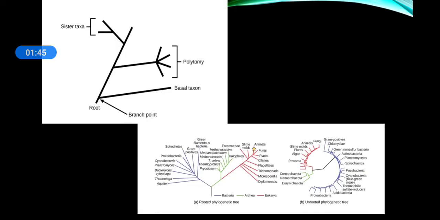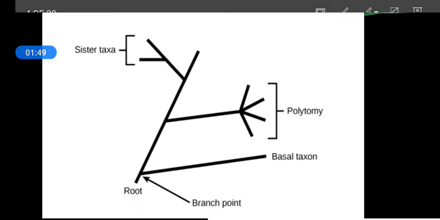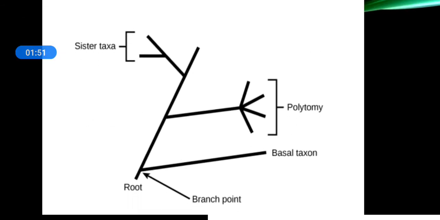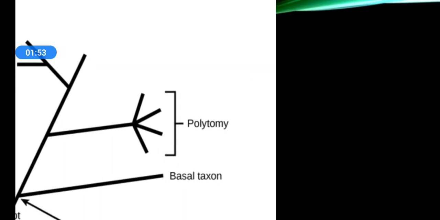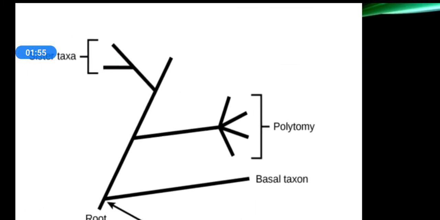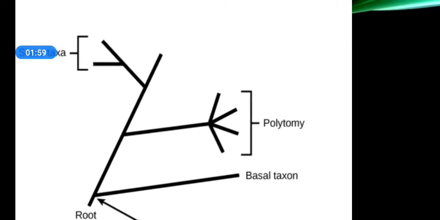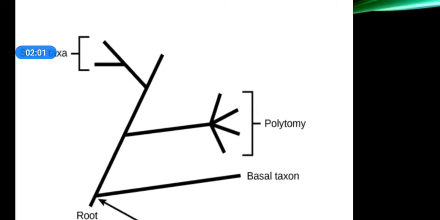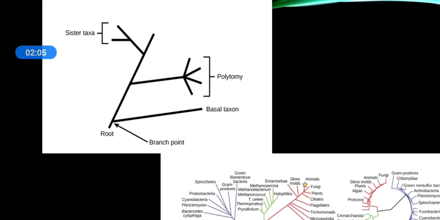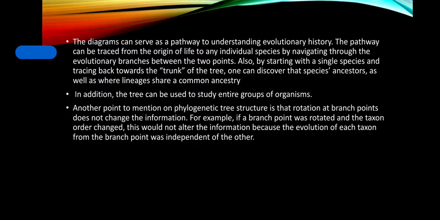Likewise, if there are two lineages from a single branch point, that is called sister taxa. So here there are two lineages from a single branch point, so it is called sister taxa. If there are more than two lineages from a single branch point, it is called a polytomy. So that is all about the trees.